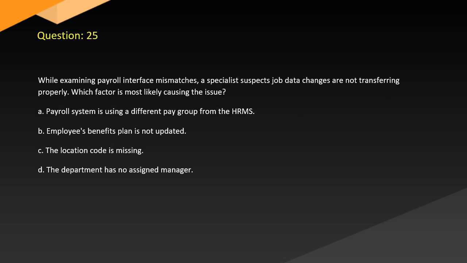Question 25. While examining payroll interface mismatches, a specialist suspects job data changes are not transferring properly. Which factor is most likely causing the issue? A. Payroll system is using a different pay group from the HRMS. B. Employee's benefits plan is not updated. C. The location code is missing. D. The department has no assigned manager.